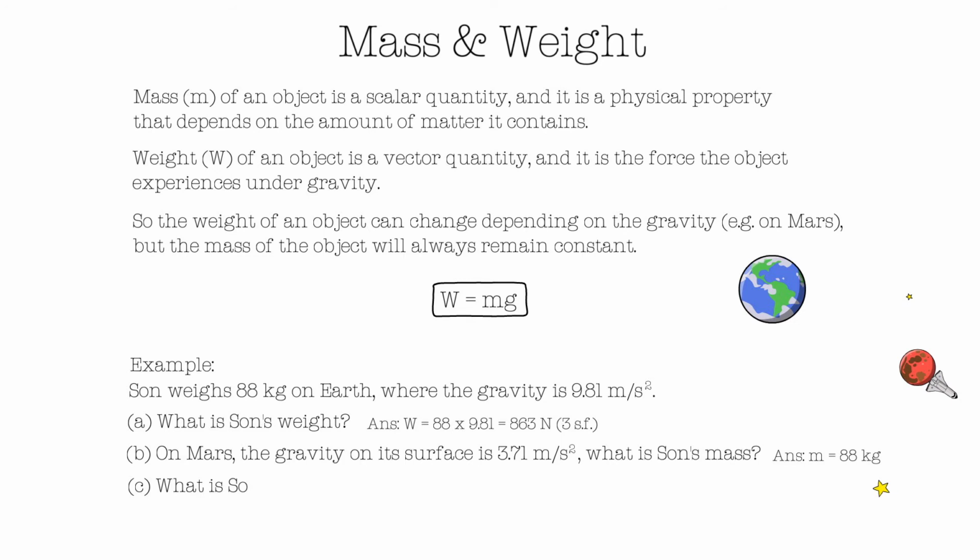And now for part C, what is Son's weight on Mars? Check to see that your answers match. I want to emphasize again the differences between weight and mass and their units. A person's mass is measured in kilograms and their weight is the product of their mass and the gravitational force acting on them. This is measured in newtons.